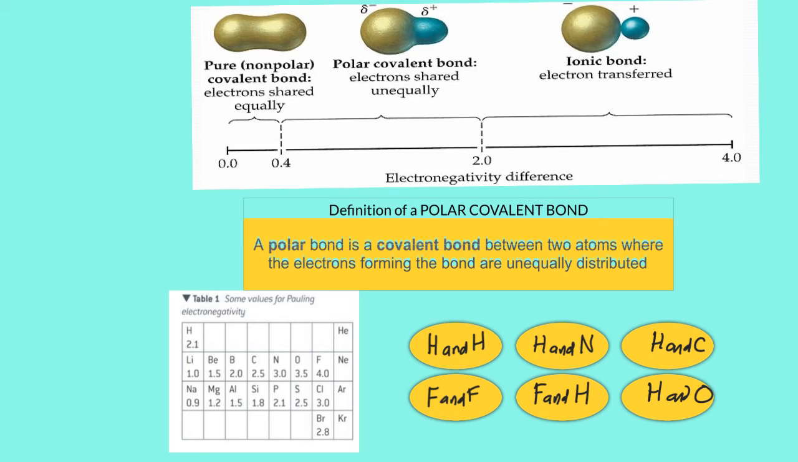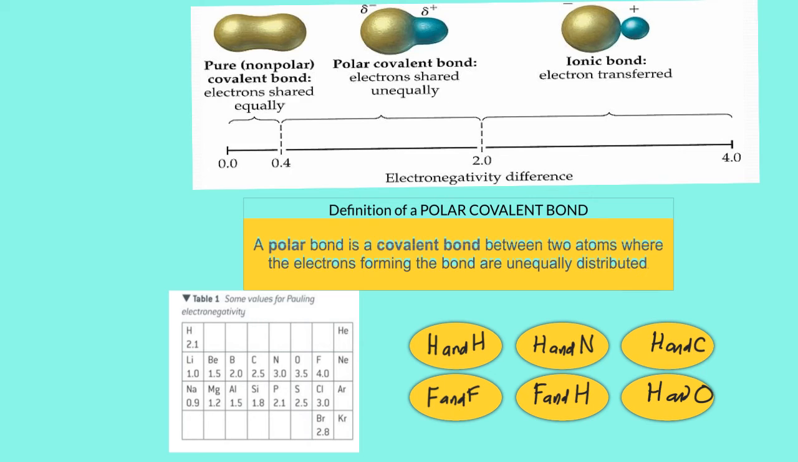So first of all, let's have a look at what the definition of a covalent bond is. The definition of a covalent bond is the sharing of a pair of electrons between two atoms. A polar covalent bond is the unequal sharing of a pair of electrons between two atoms. So the electrons forming the bond are unequally distributed.